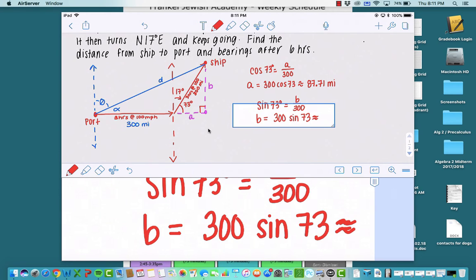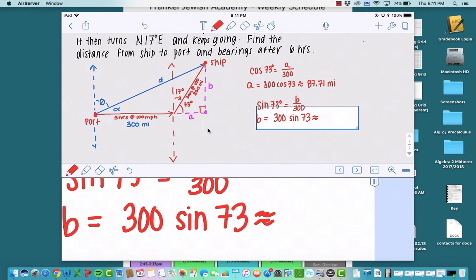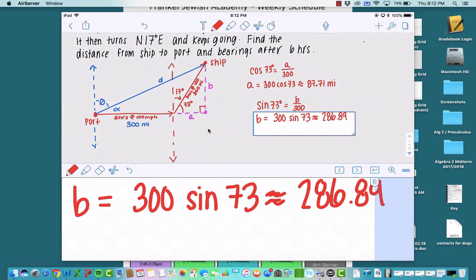Make sure your calculator's in degree mode for this problem too, because it gives 286.89, which I didn't double check, so let me do that right now. Yep, make sure it's in degree mode because this problem's in degrees.